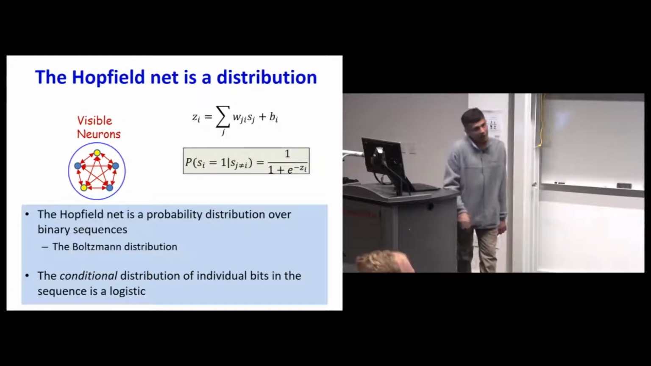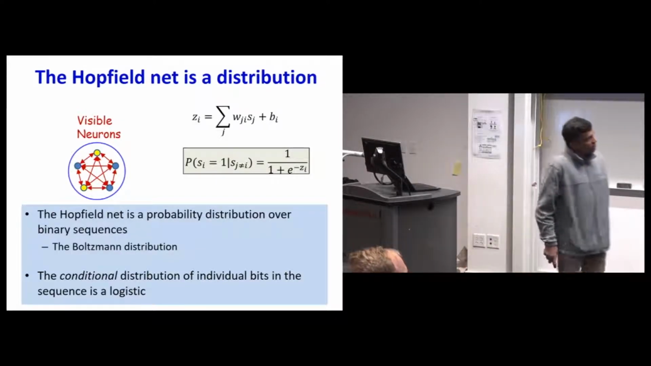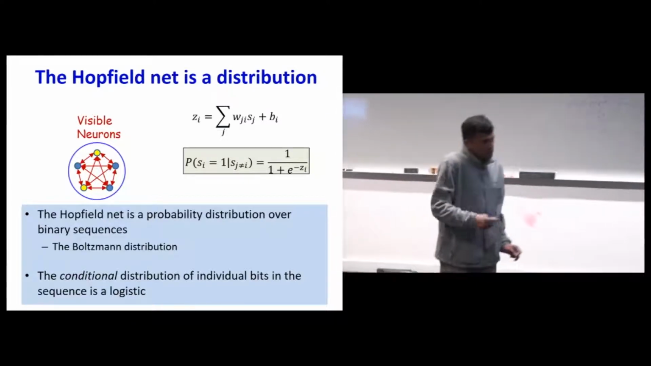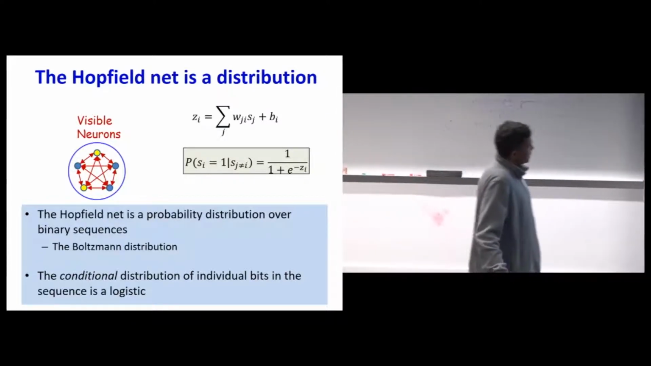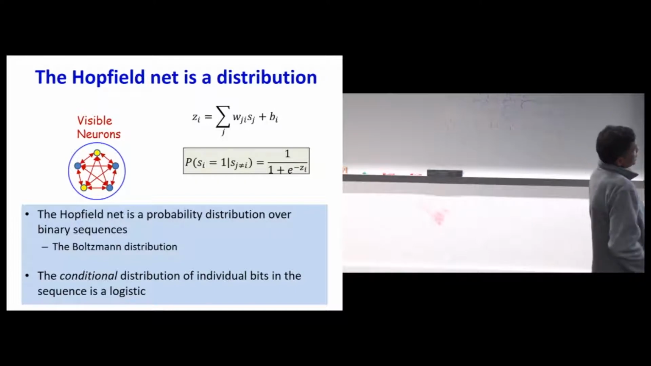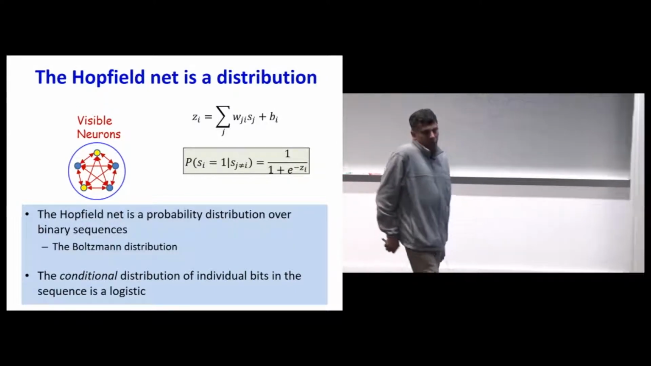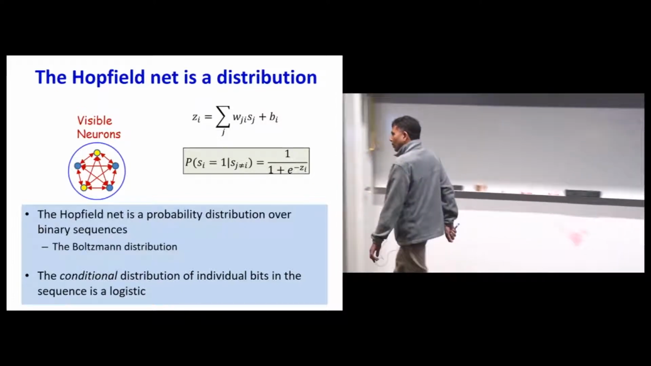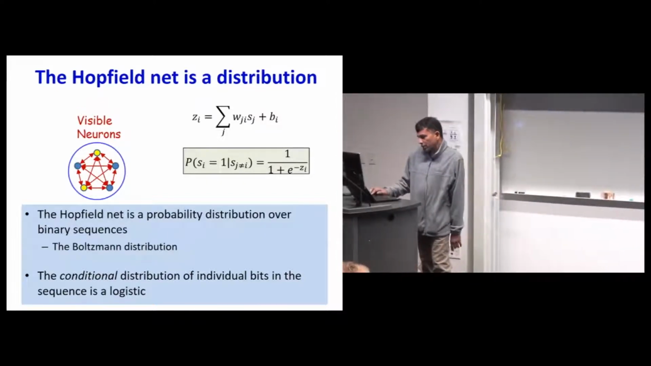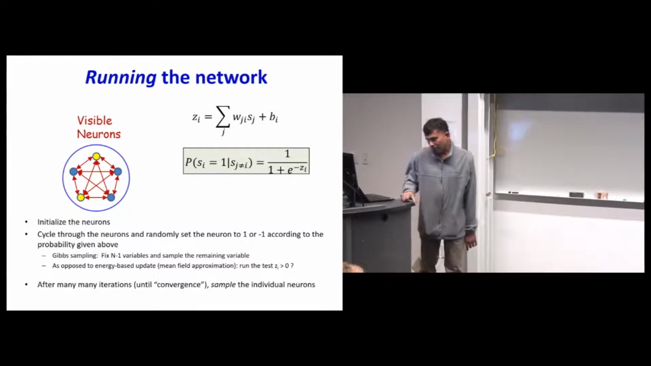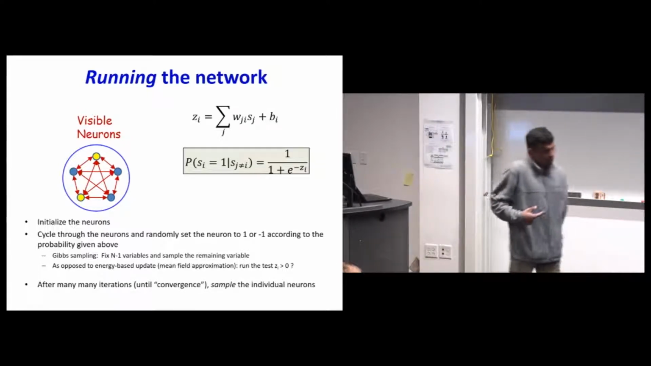So here's how I can think of the Hopfield network as a distribution. It's a probability distribution over binary sequences. It's a Boltzmann distribution. The conditional distribution of the individual bits is a logistic. And so if I want to evolve the system, what I would do is initialize the system somehow and then cycle through the neurons.